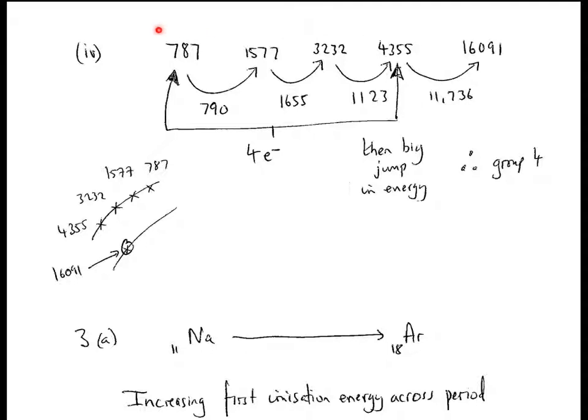So that means that there are 4 electrons in a little cluster of electrons. They're on the outer shell. When we go in a shell, we get this massive value. This has happened because we've gone in a shell. It's closer to the nucleus. So it's a group 4 element, and the answer is silicon.